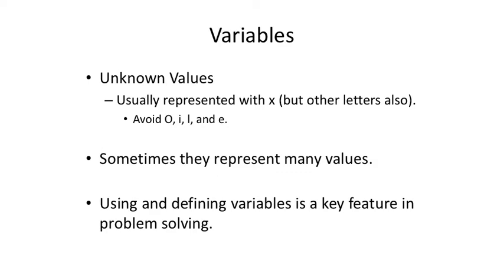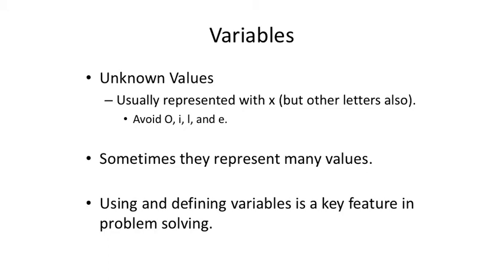So variables. I think we've talked about variables, but if not, variables are unknown values. Usually we use x, and if you ever have a choice, try not to use O's, I's, L's, or E's. I think O, I, and L should be pretty self-explanatory. I is because those are imaginary numbers, which we shouldn't see in this class. And E is Euler's constant, which, again, we may see later.